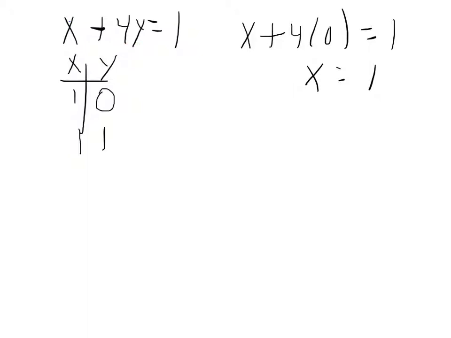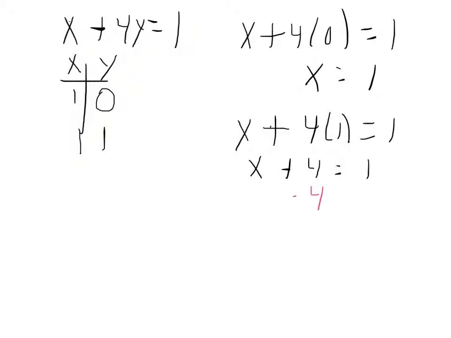Now I need to find a second one, and this time I'm going to let y be 1. So I replace y with 1, and I have x plus 4 equals 1. I'll subtract 4 from each side, and I'll get x equals negative 3. So a second solution to this equation is negative 3, 1. x is negative 3 and the y value is 1.